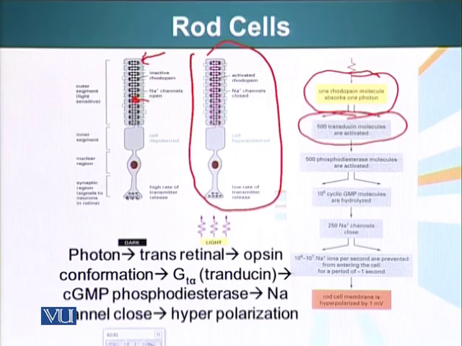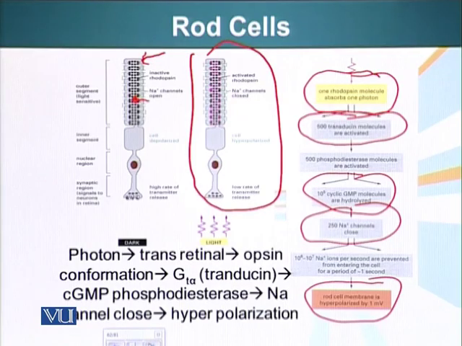One rhodopsin results in activation of 500 transducin molecules. These 500 molecules activate one phosphodiesterase molecule, which results in hydrolysis of 100,000 cyclic GMP molecules and results in closure of 250 sodium channels. The ultimate result is the rod cell is hyperpolarized by 1 millivolt. Removal of this inhibition sends the signal to the brain that a photon has been detected by such and such rod cell, and once the brain receives this information from many hundreds of thousands of these rod cells, the brain is able to construct an image which allows us to see.